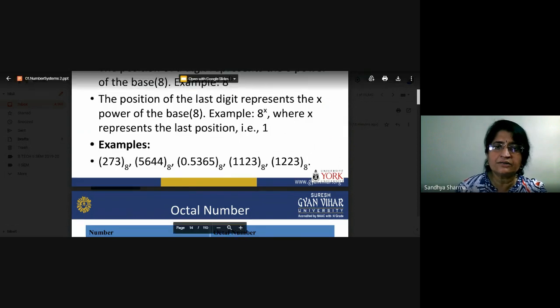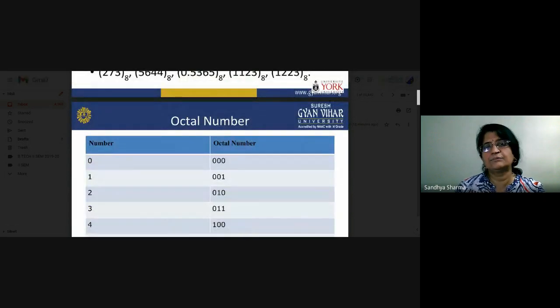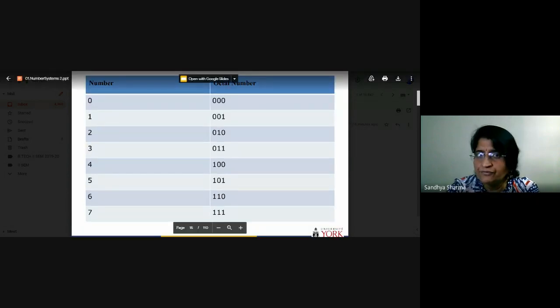So what will generate the octal number? At the initial level, we have seen that an octal number is basically a combination of 0 to 7. So how can you convert your number? If you want to convert your octal number into binary, there is a certain representation. You have to use 3-bit combinations.